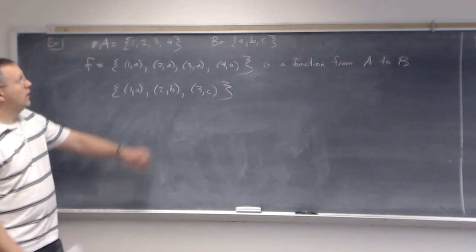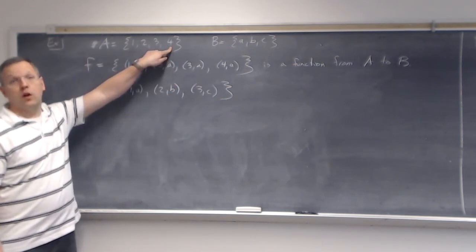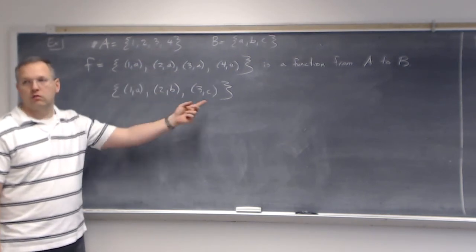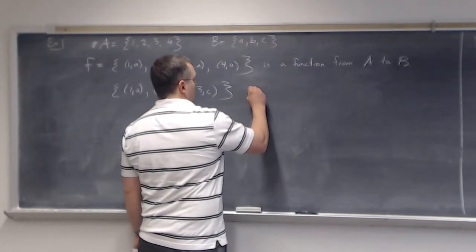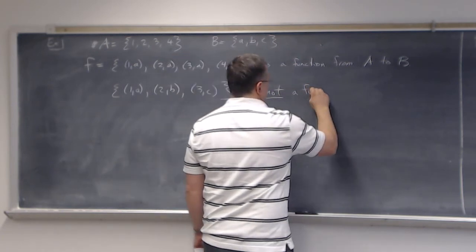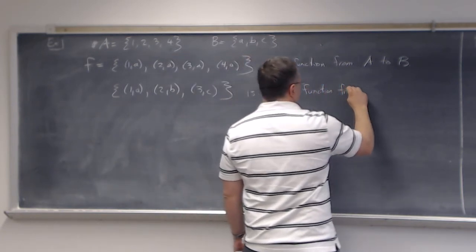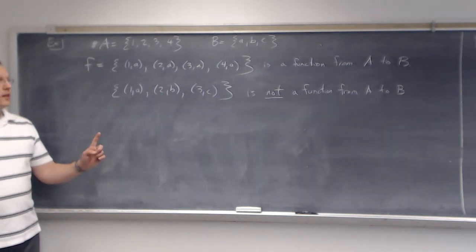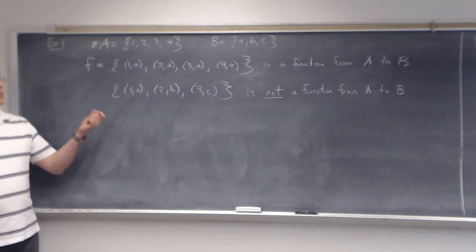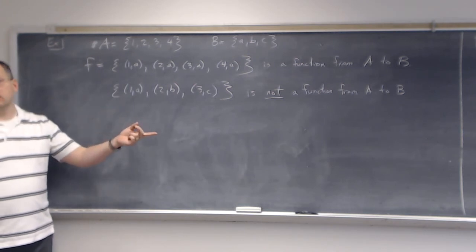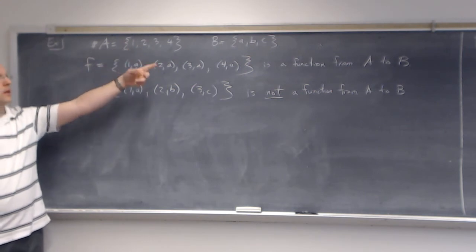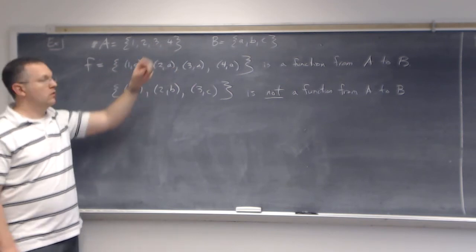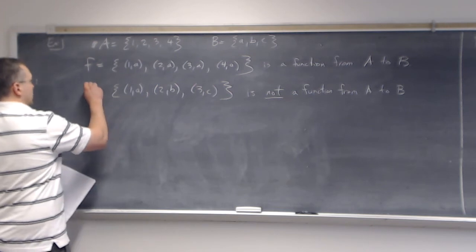Not for four. For each element of A, it would have to be for four as well. So choose four. Four is in A. Is there exactly one point whose first coordinate is four? No. So it's not a function from A to B. It would be a function from the set 1, 2, 3 to B, but it's not a function from this set to B, because you have to have exactly one point with each one of these numbers as first coordinate. What about this, call that R.